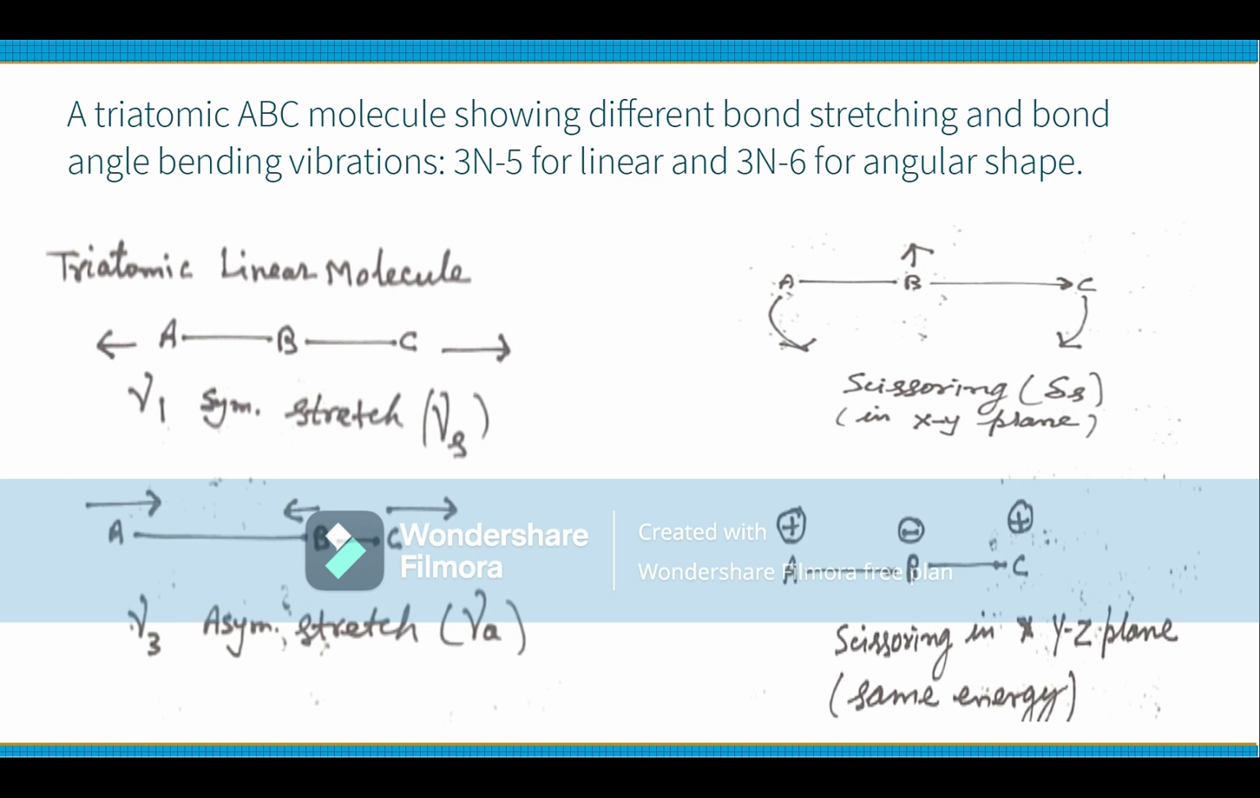The reason being, any system containing only 3 particles or 3 points can never be two-dimensional. It is always one-dimensional. So bending in XY plane is same as bending in YZ plane, although theoretically 2 modes are possible, and such modes are called degenerate modes, same energy modes.